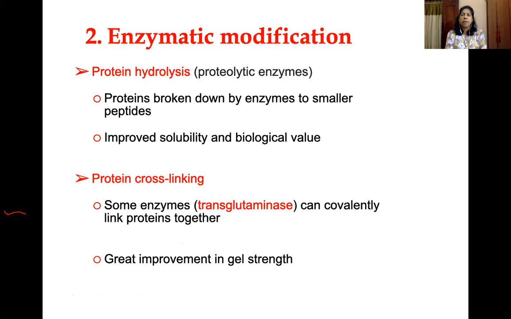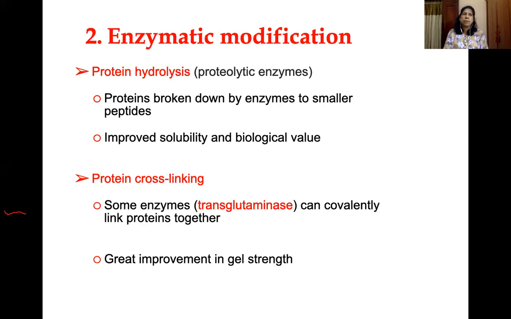The other one, besides chemical modification, is enzymatic modification. How can we do it? Protein hydrolysis can be done by using proteolytic enzymes. Protein is broken down by enzymes into smaller peptides, with improved solubility and biological value. And the other one is protein cross-linking. We can use enzymes like transglutaminase, which can covalently link proteins together, and this gives a great improvement in gel strength.